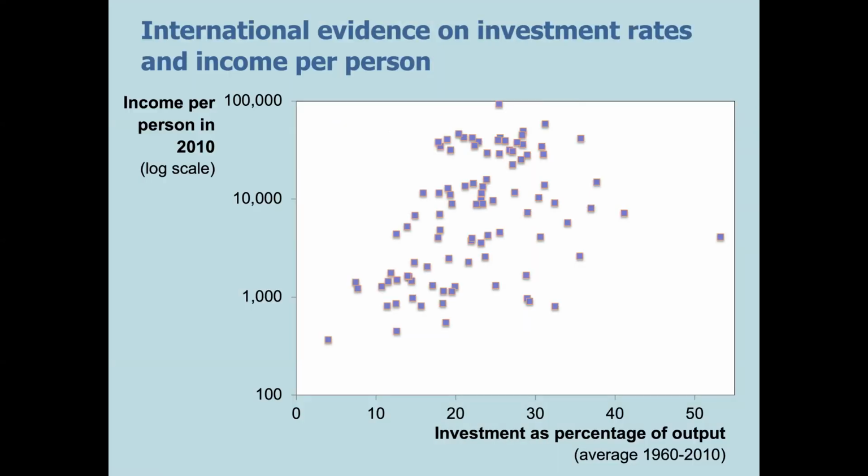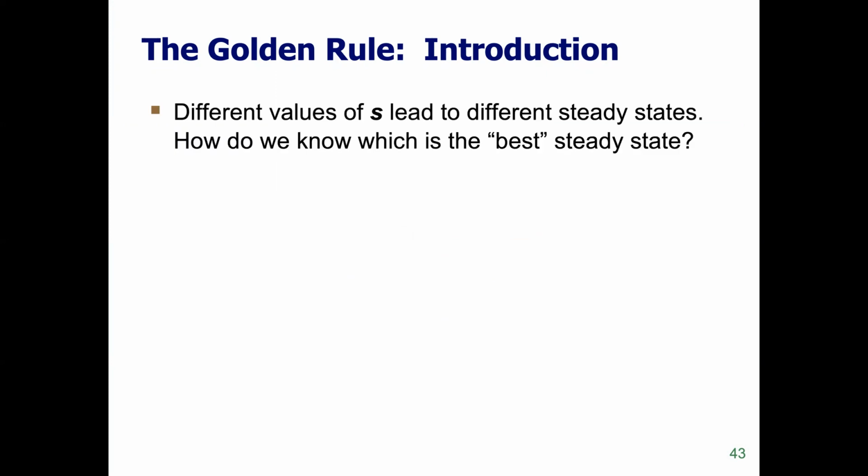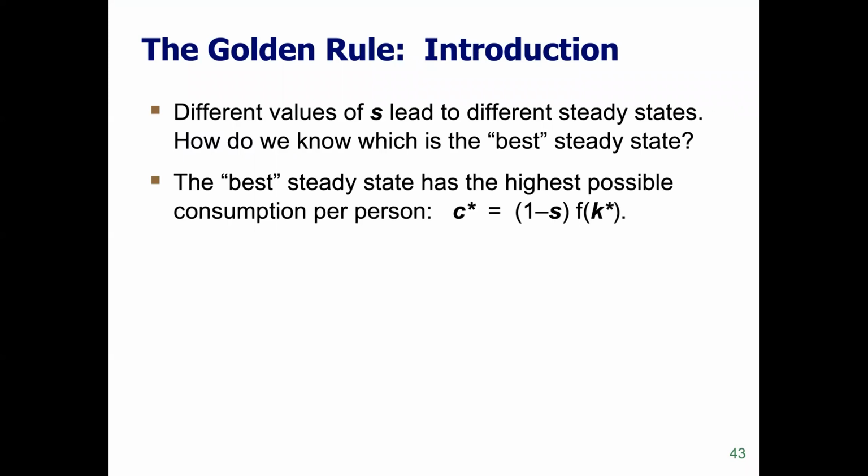Okay, now let's talk about what we would like the steady state capital to be. So, the golden rule, an introduction to it. The golden rule is a rule about what you'd want the saving rate to be, given where you'd want the steady state capital to be. Different values of the saving rate lead to different steady states. How do we know which is the best steady state? Well, there are different notions of best, but there's a very simple one that's a great place to start. Let's think of the steady state that has the highest possible consumption per person.